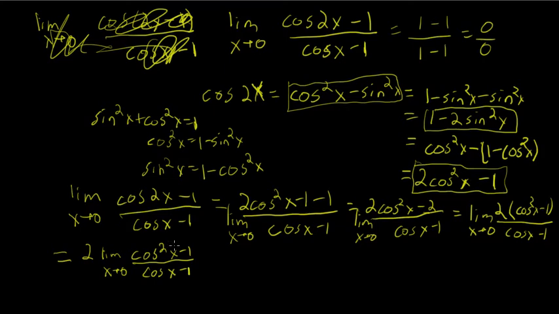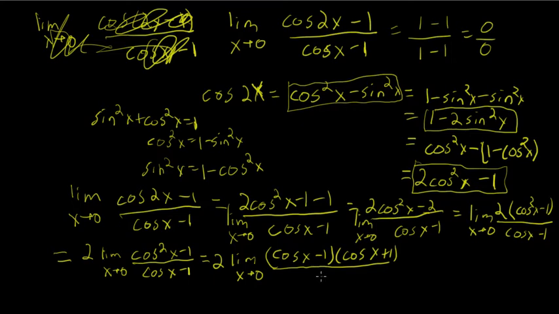And hopefully you can see that this numerator is factorable. And one of the factors is going to cancel with the denominator. Cosine of x minus 1 times cosine of x plus 1 divided by cosine of x minus 1.